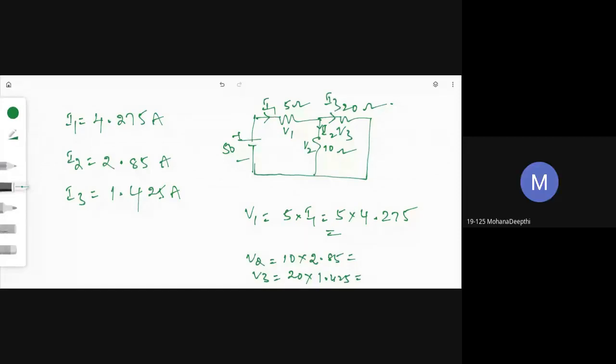V1 is 21.375. 21.375, very good. Next, V2? 28.5, sir. 28.5. Next, V3? V3 is also the same, sir. 28.5.